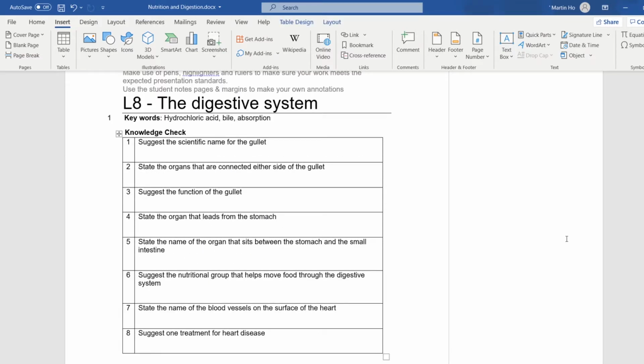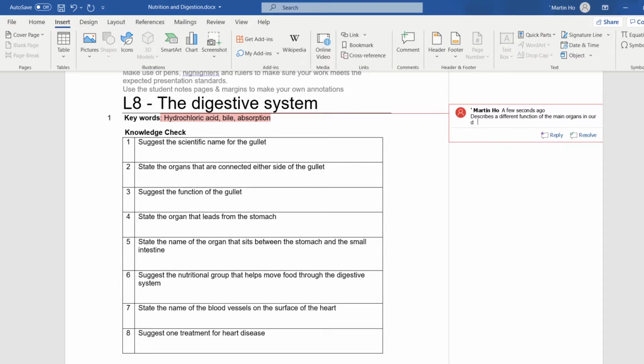So now that we're moving on to Lesson 8, we're going to focus on the digestive system as well as the functions of each individual organ. The keywords will be hydrochloric acid, bile, and absorption. Each of these keywords describes a different function of the main organs in our digestive system. So please take a moment to copy down that note and complete the first knowledge check of Lesson 8.